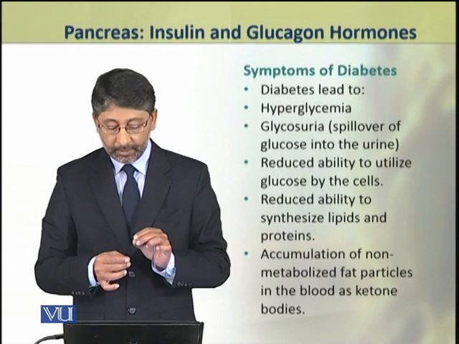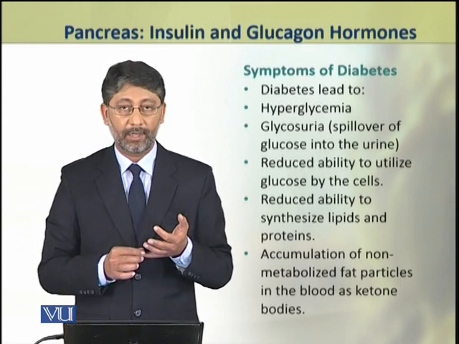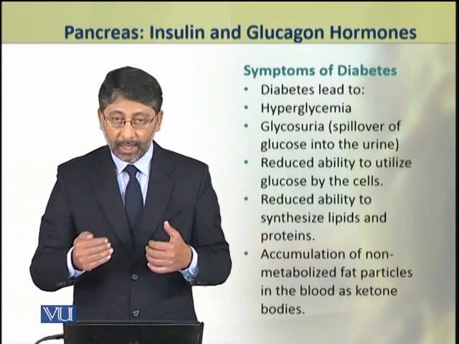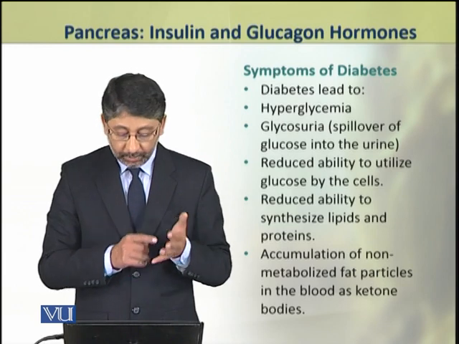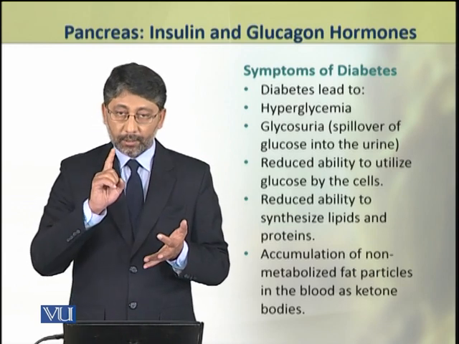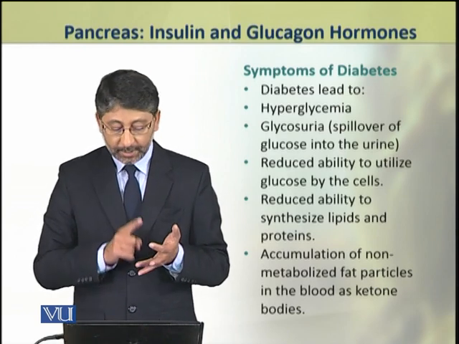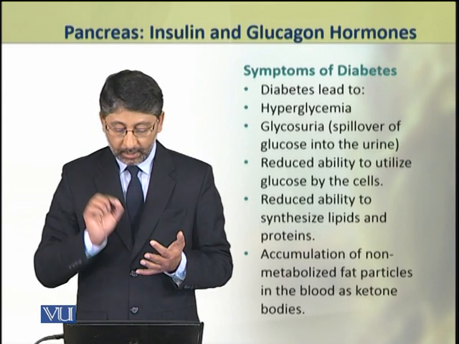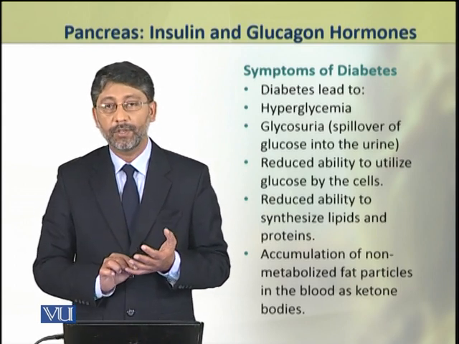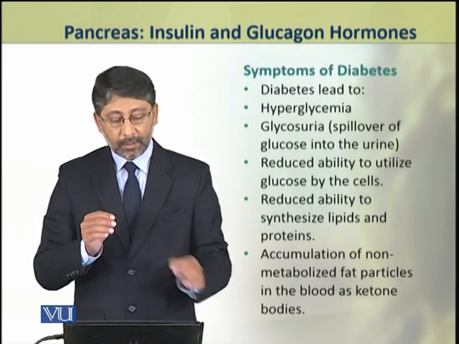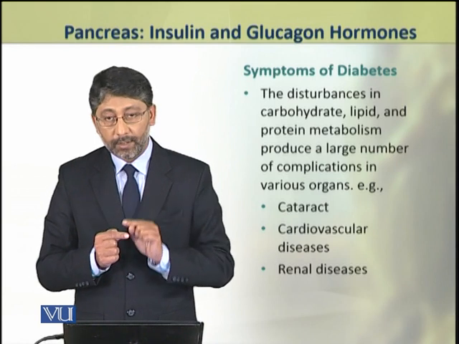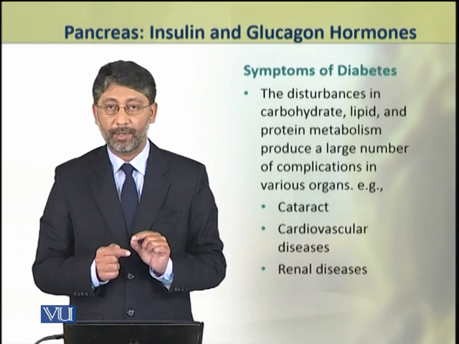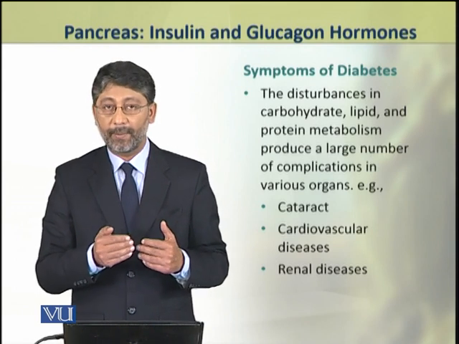Dear students, diabetes leads to hyperglycemia, that is high blood glucose level, glycosuria, that is urine mein glucose ka aana, reduced ability to utilize glucose by the cell, also reduced ability to synthesize lipids and proteins, moreover accumulation of non-metabolized fat particles in the blood, which appear as ketone bodies. These all happen because of disturbances of carbohydrate, lipid, and protein metabolism, which are actually affected and controlled by insulin.